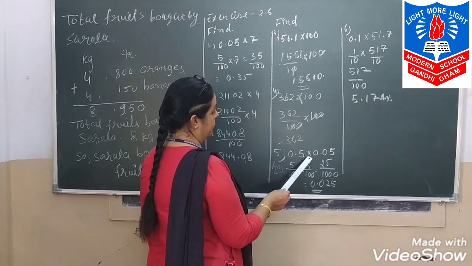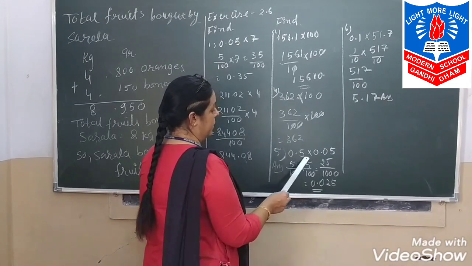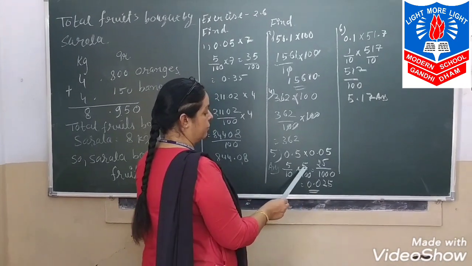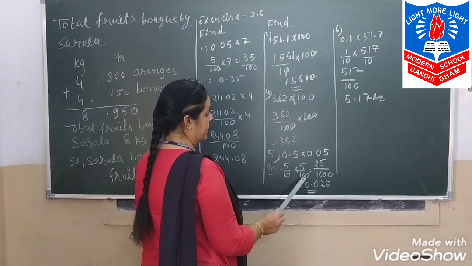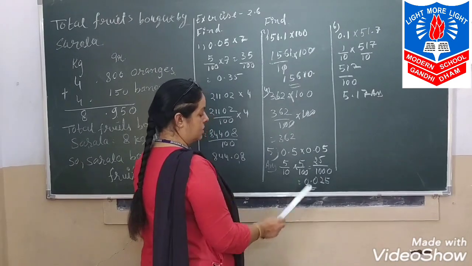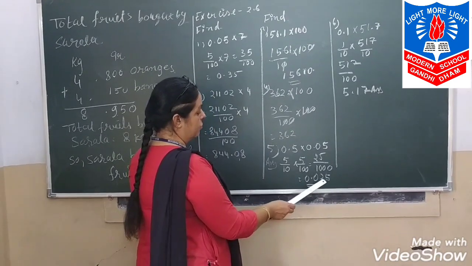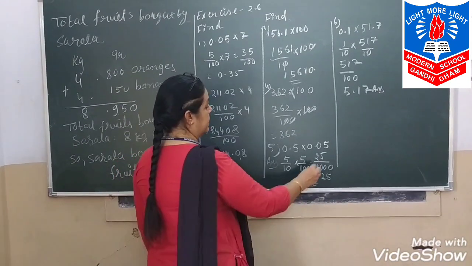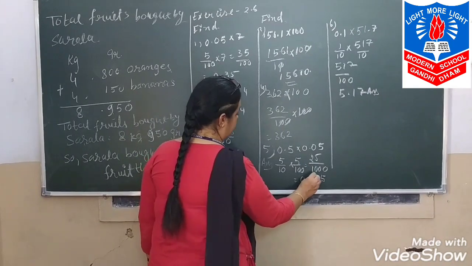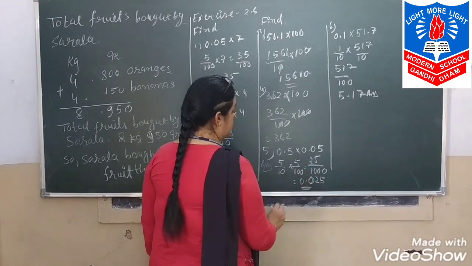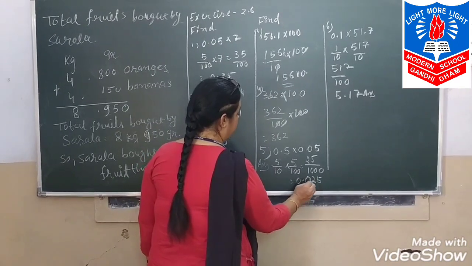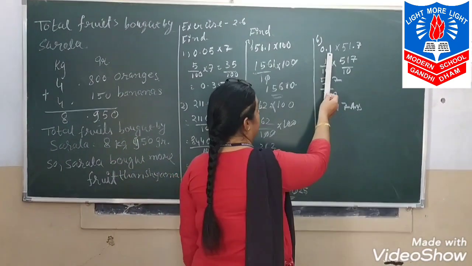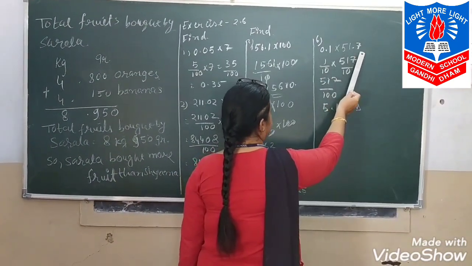Here 0.5 into 0.05. Point after 1 digit, so 5 upon 10, and here point after 2 digits, so 5 upon 100. 5 5s are 25. 100 into 10 is equal to 1000. So 25 upon 1000 means our point will come after 3 digits, and here there are only 2 digits. So 1 digit is missing, so we write 0 here. So 0.025 is our answer.